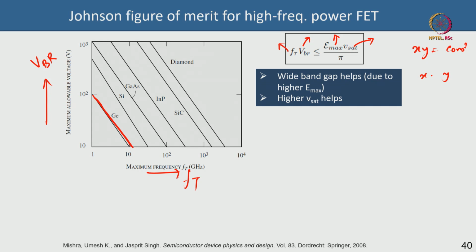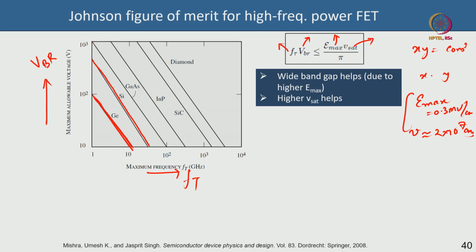So it is a trade off, and it is a product of the critical electric field Emax, for instance, for silicon is say 0.3 megavolt per centimeter. It is a material property. Velocity of saturation is also around 2 into 10 to the power 7 centimeter per second. Now if I take those values, then silicon gives you this point, but germanium gives you a lower curve here.